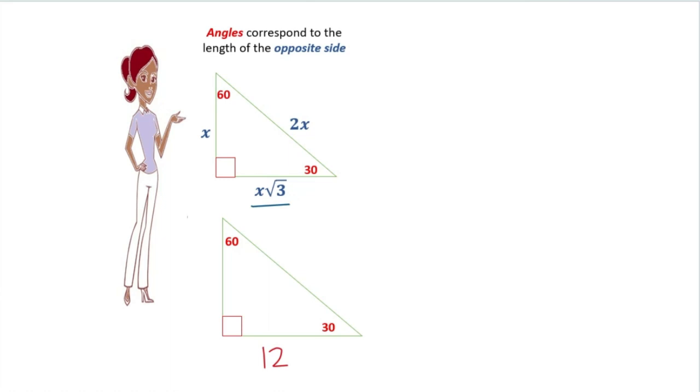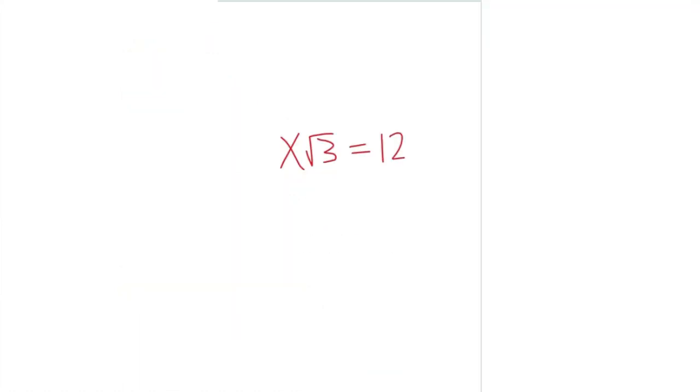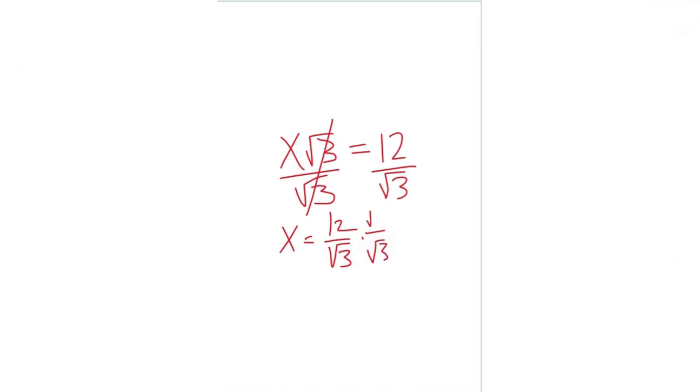So what we're going to do is set our value here, x square root 3, equal to 12. We need to get x by itself. So we're going to divide both sides by square root of 3, and we're going to have x equal to 12 over square root 3. And you know we can't have a radical in the denominator, so we're going to multiply both the numerator and the denominator by square root of 3.